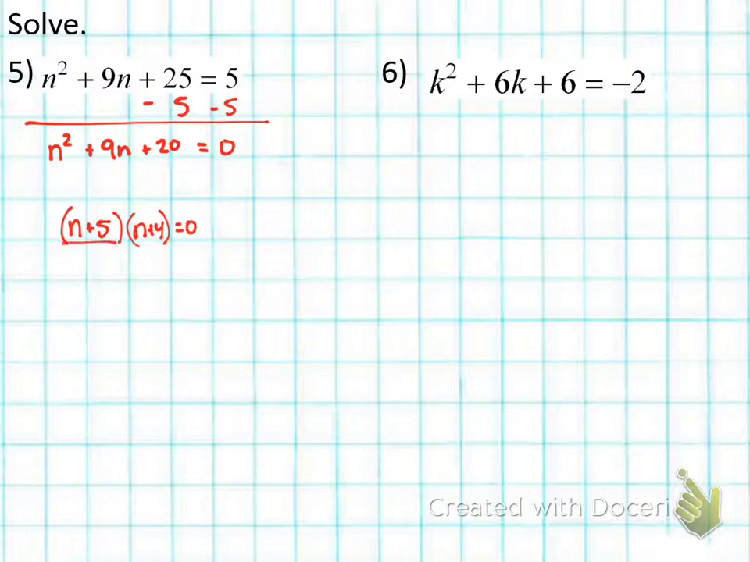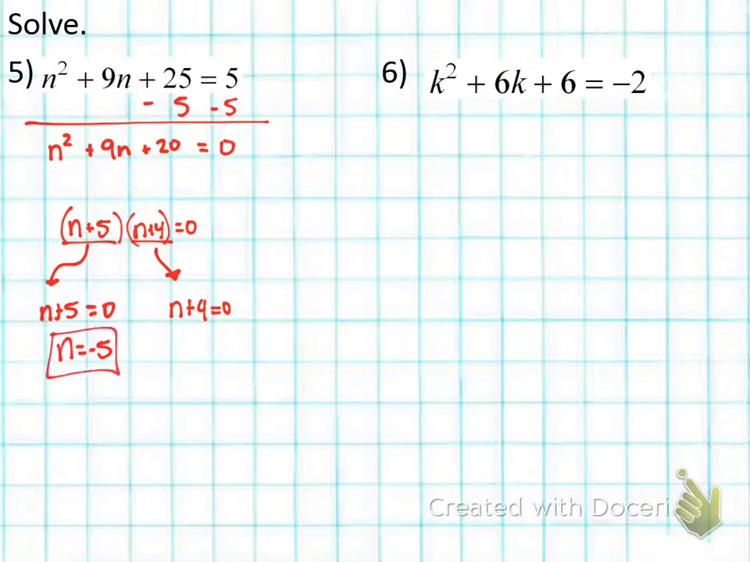And you do zero product property. Each of these will be n plus 5 will be equal to 0. And this one will be n plus 4 is equal to 0. So n is equal to negative 5. And n is equal to negative 4. So on some of these, you're going to figure out shortcuts, right? Where you're going to go a little more quickly.